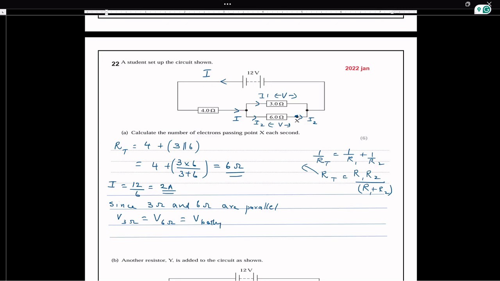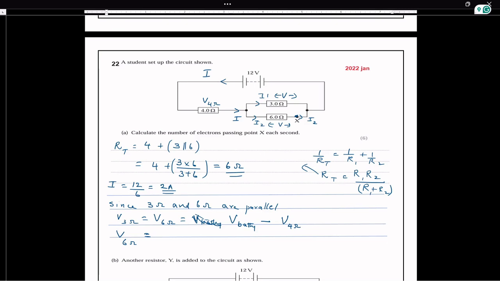So finally we can say V across 6 ohm equals, it is not the battery voltage here, V and 6 are the same, which is equal to V of battery minus the drop across this resistor. So this is the current here. So we have some voltage drop across this 4 ohm resistor.